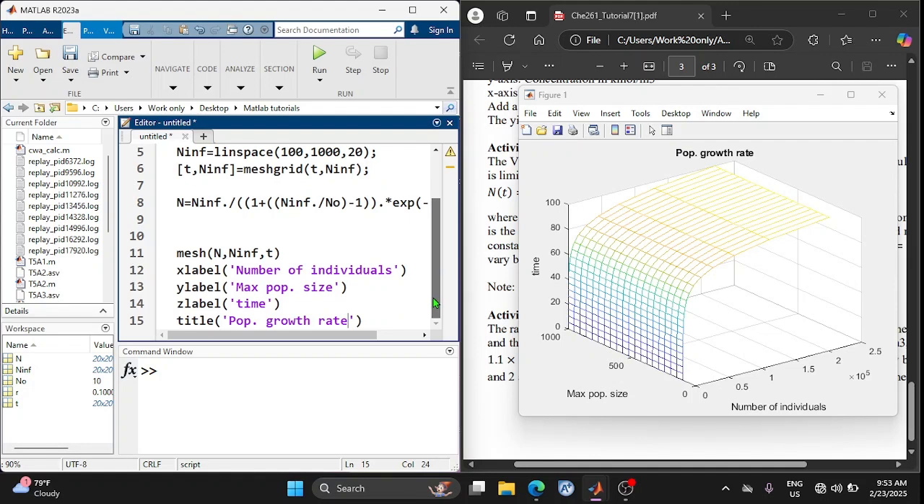When I'm done with that, I can now label my axis. So the first one will be for the x-axis, second will be for the y, third will be for the z, and I can add my title as well.